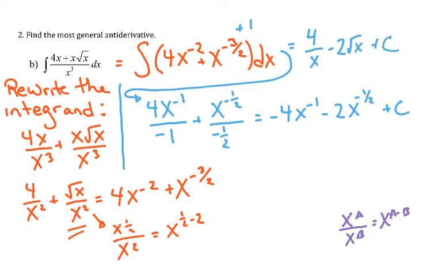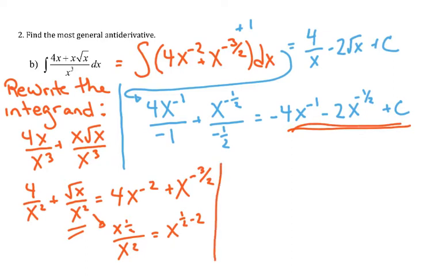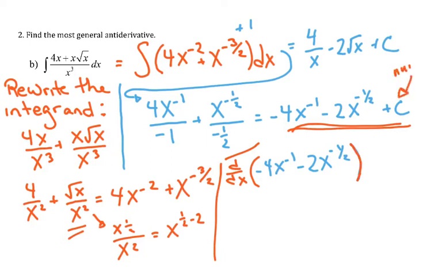But if I want to check it, I'm going to check it using this form. So let's double check, because it's kind of hard to tell. So let's take the derivative of that thing. Negative 4x to the negative 1 minus 2x to the negative 1/2. I'm going to ignore the c because the derivative of any constant, this is just a number, remember, that would be 0. So what would this derivative look like?